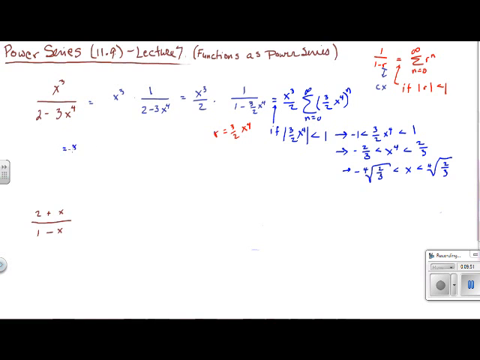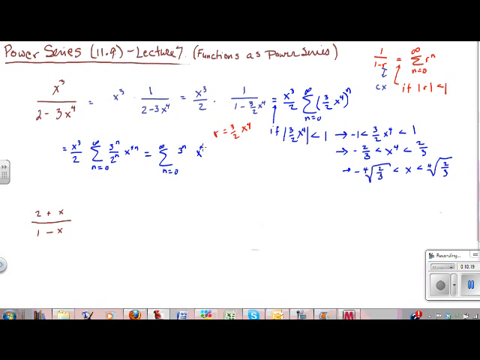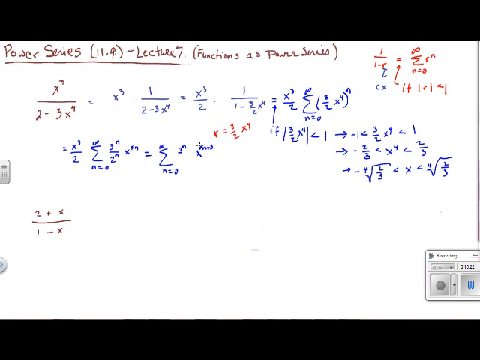That's going to be x cubed over 2 times the sum n equals 0 to infinity of 3 to the n over 2 to the n x to the 4n. And that can be rewritten as sum n equals 0 to infinity of, multiply the x cubed through, and I get x to the 4n plus 3. So that's a 4n plus 3. And that's going to be over 2 to the n times 2, which is 2 to the n plus 1.